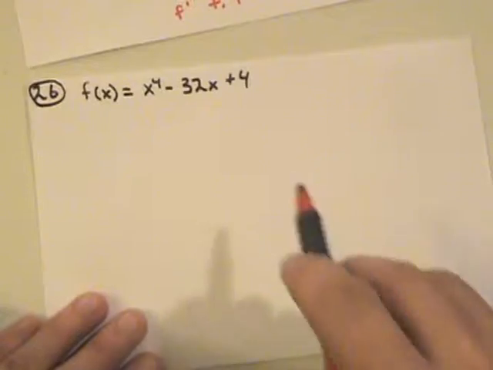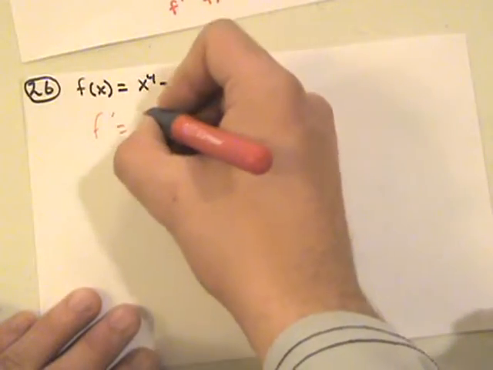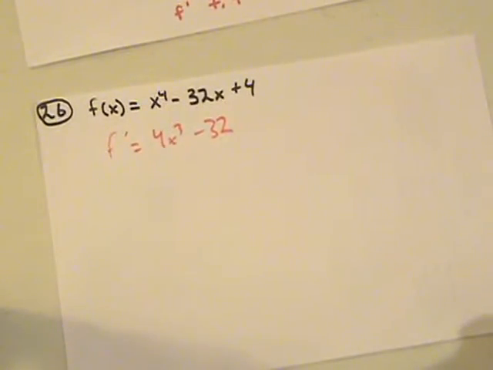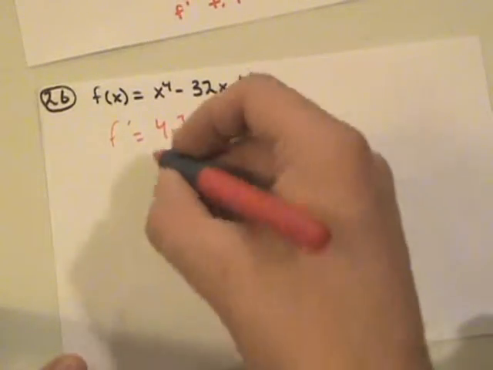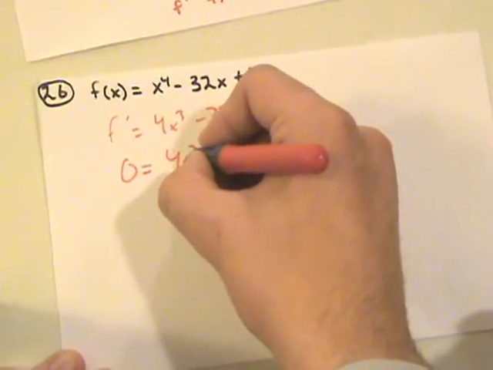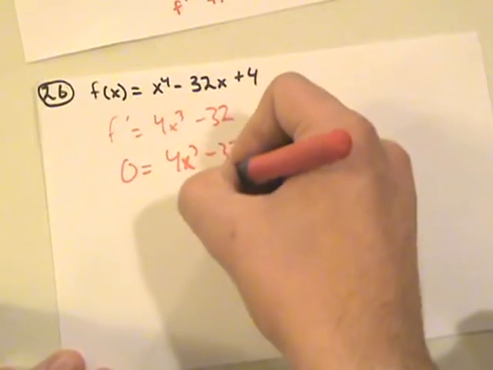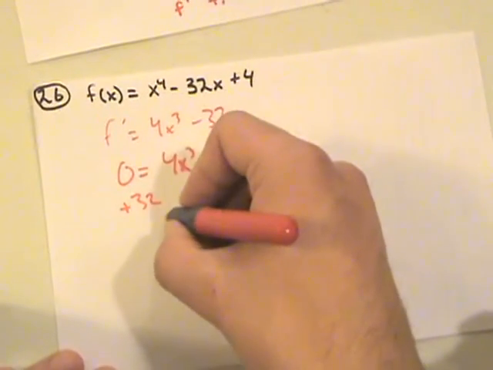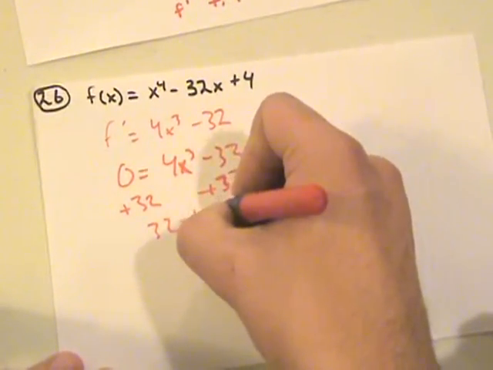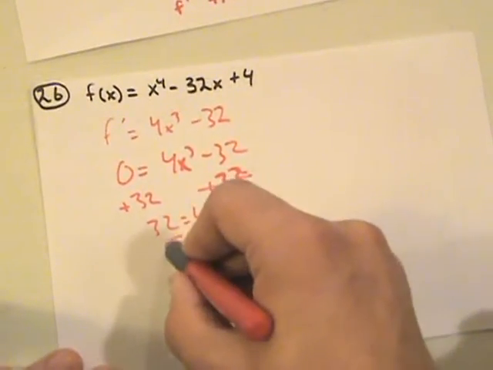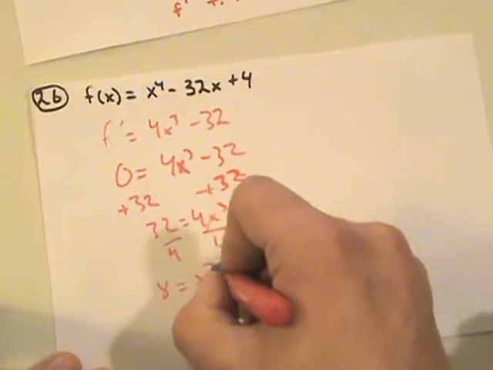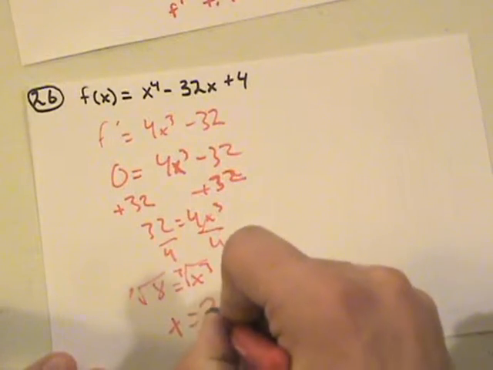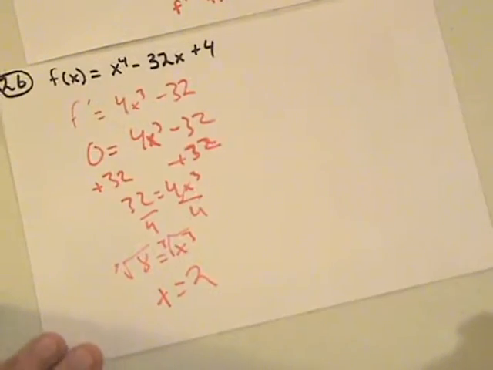Number 26. So again, let's just find the first derivative. It is 4x to the third minus 32. I'm going to set it to 0, and then divide by 4. We get x equals 2. That is our critical point.